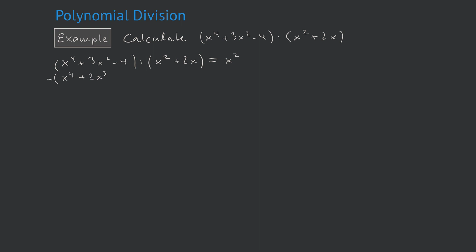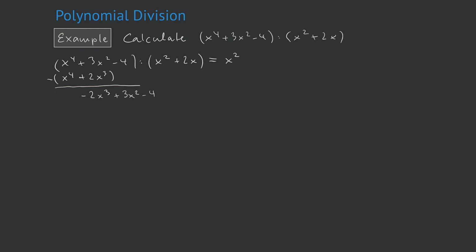Now we have to be careful when we perform this subtraction, because now you see here we have 3x to the 2nd power, but here we have 2x to the 3rd power. So we have to be careful. This term gives, with a negative sign, minus 2x to the 3rd power. And then this term gives plus 3x to the 2nd power. And finally we have minus 4. So that's the result of the subtraction.